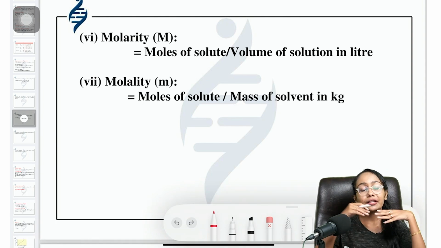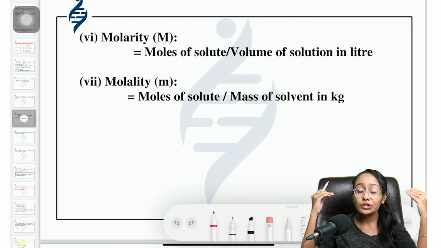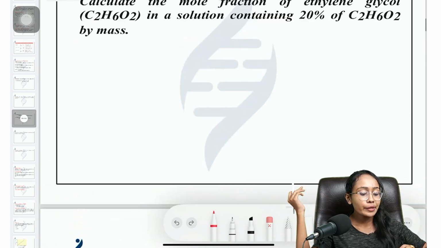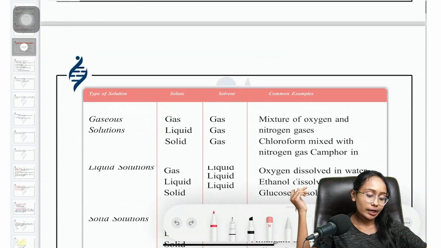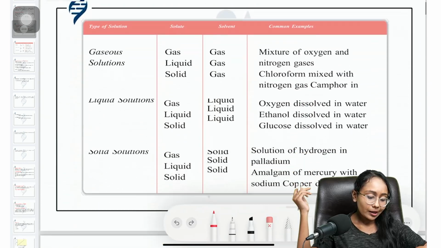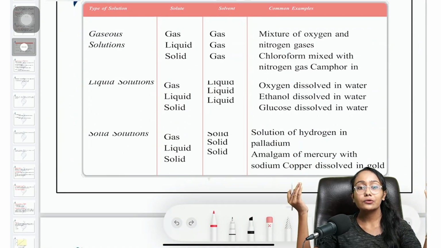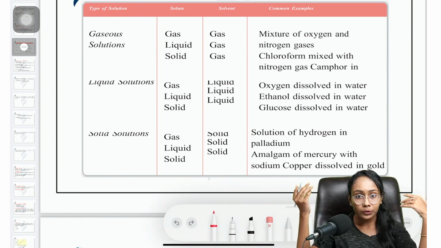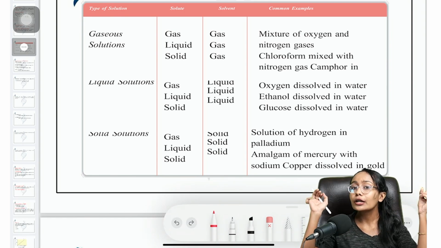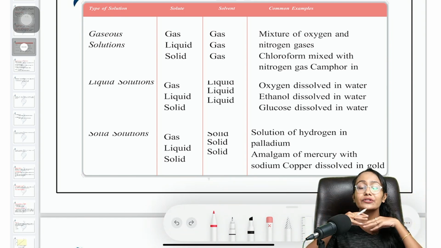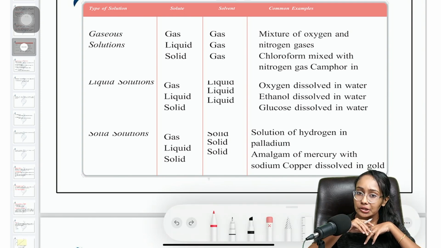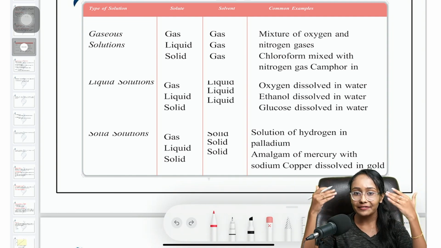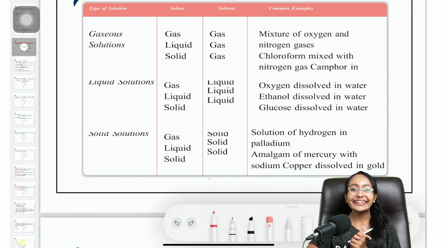In part 1, we discussed what a solution is, what a binary solution is, what an aqueous solution is, and what a non-aqueous solution is. We covered the different types of solutions, like gaseous, solid, and liquid solutions, and on what basis we classify them. Let me take the example of a gaseous solution. Tell me the state of solvent and solute in it. Let me see if you have studied something from part 1.